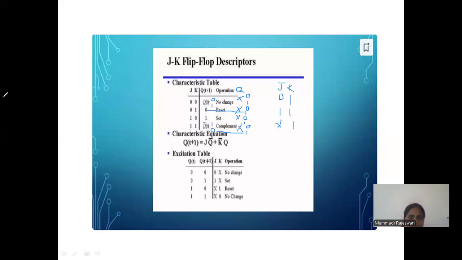See the next one, when Qn is 1 and Qn+1 is 1. This is the last condition of your JK flip-flop excitation table. See here, when Qn is 1 and Qn+1 is 1, this is 1.